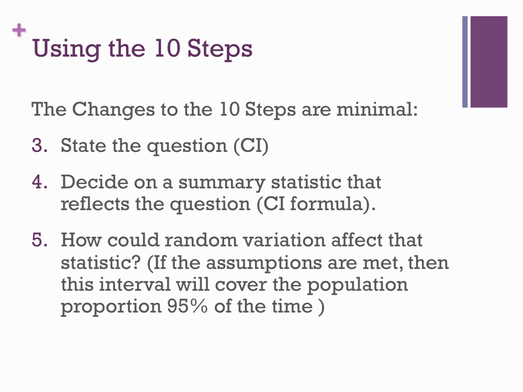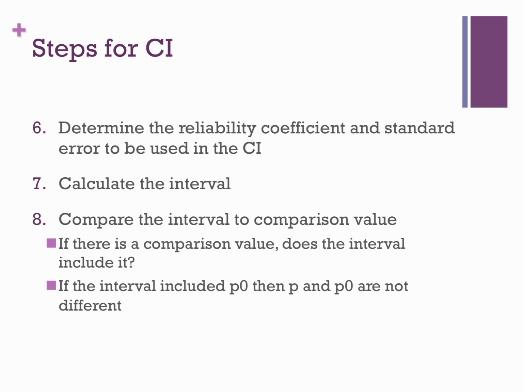If we're using the 10 steps to report, we could state the question in terms of the confidence interval. We could decide on a summary statistic. That would be our confidence interval formula. Random variation actually assesses in the same way if the assumptions are met. If our null and p hat are very close, if our null proportion and observed proportion are very close, we would actually expect our confidence bound to include our null proportion.